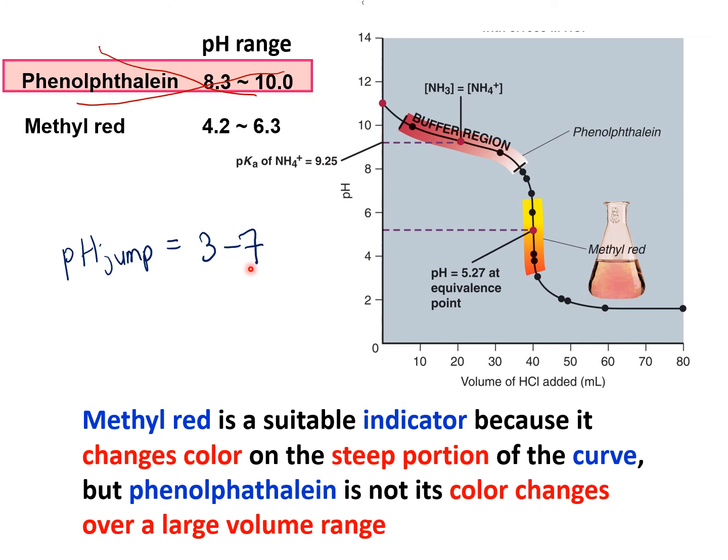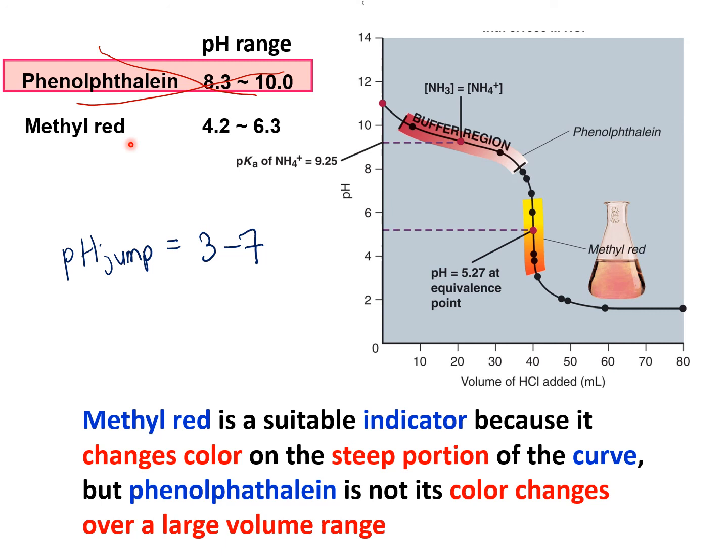Okay, but phenolphthalein is not suitable because it changes colour over a large volume range. Dia akan change colour dekat sini. Dekat buffer region ni, dia akan tukar warna. Okay, jadi kalau nak tentukan, for determining the endpoint, phenolphthalein tak sesuai. Yang sesuai hanya methyl red sahaja.